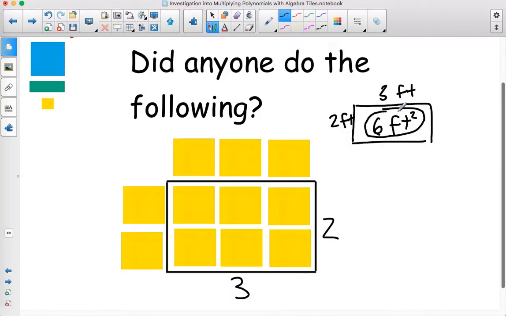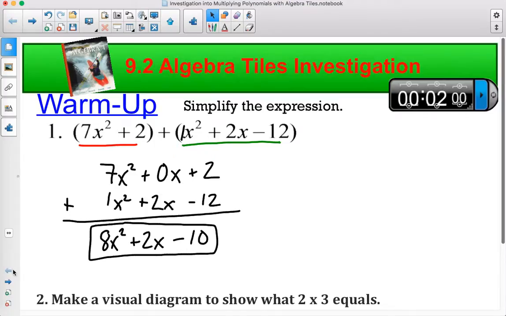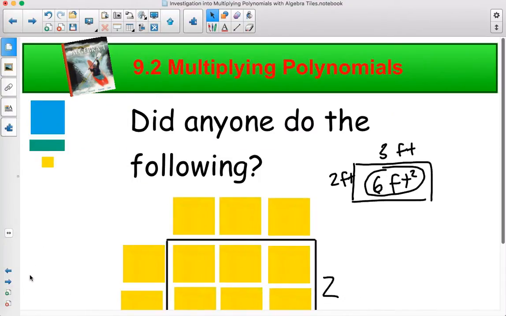We're actually going to use this type of idea, those algebra tiles and those Ziploc bags, to help us understand how we can now multiply polynomials. We added polynomials yesterday. We're going to start to move forward and do multiplying them. So how can I start to multiply polynomials?